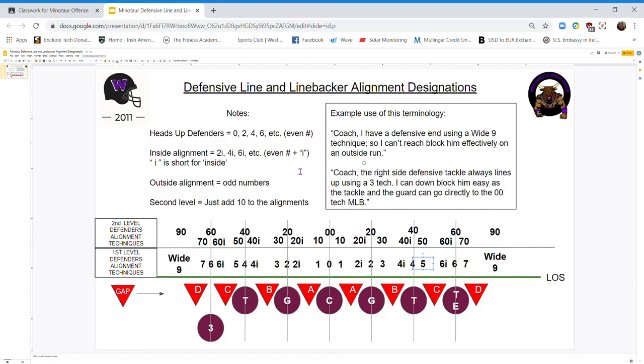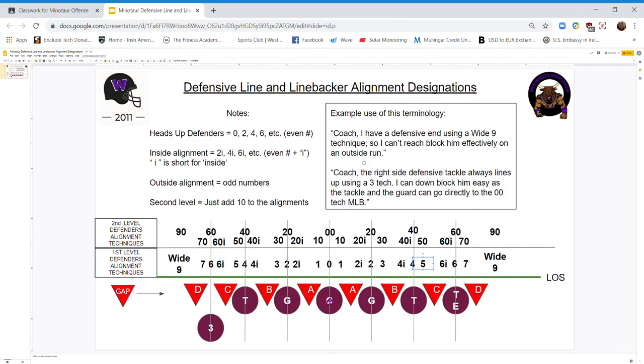You also see that the even numbers also have I: 2I, 4I, 6I, etc. The I stands for inside. So on the inside of the guard, a 2 technique playing inside, that's a 2I. So he's shaded on the inside of the guard. Same for 4I, shaded on the inside of the tackle, 6I shaded on the inside of the tight end. And this also can be used over here with our traditional 3-back base formation. We can use the same designations, right?